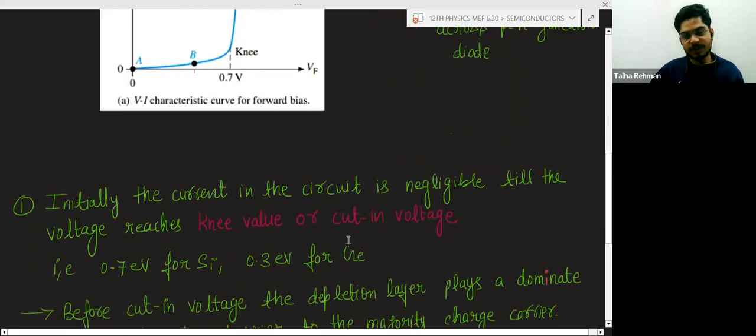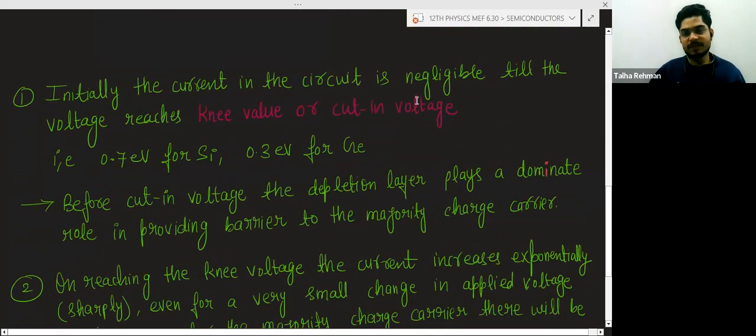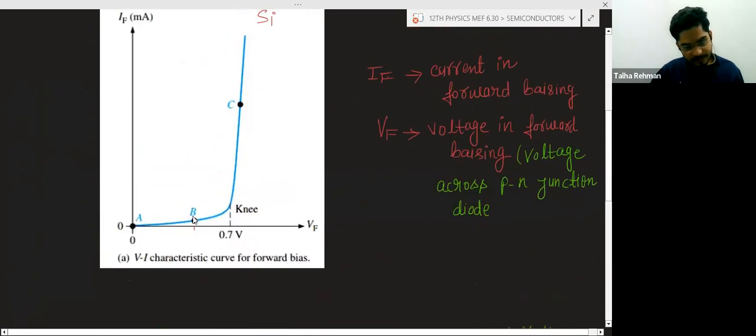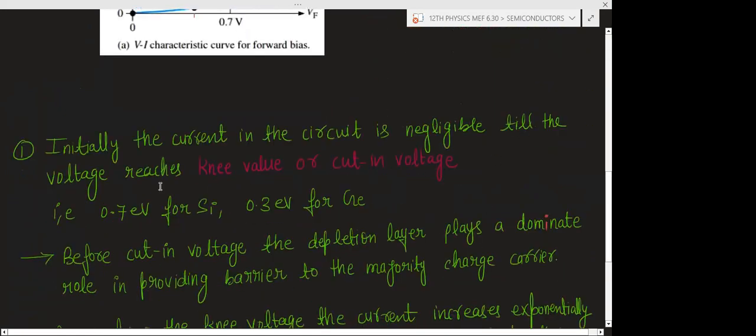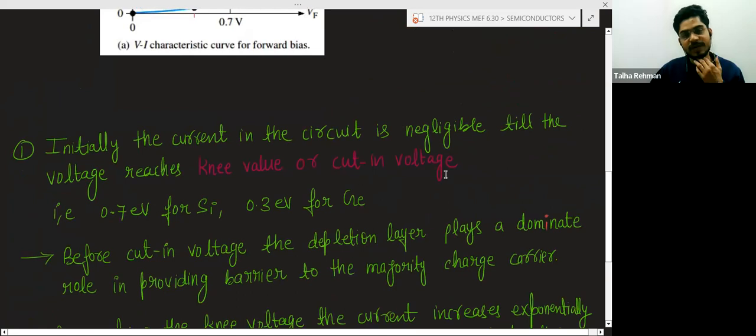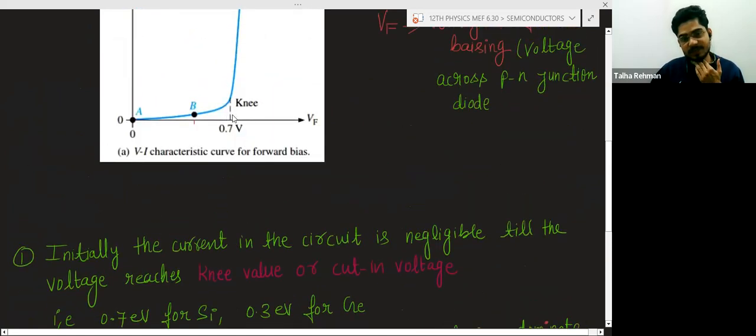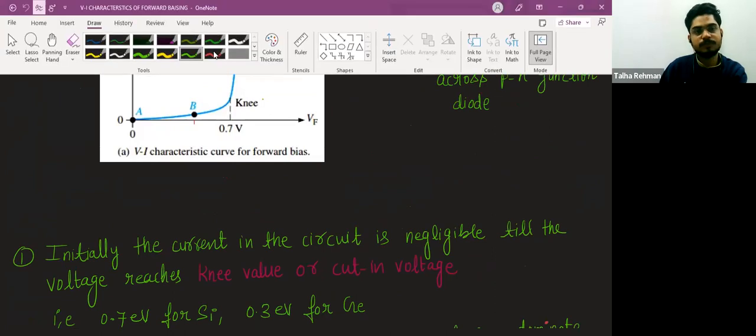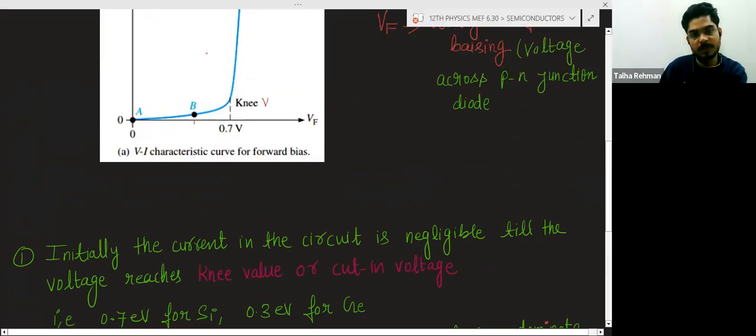So now this is the theory written. Initially the current in the circuit is negligible, till the voltage reaches the knee value or cut-in voltage. Basically, this value is known as the knee voltage.